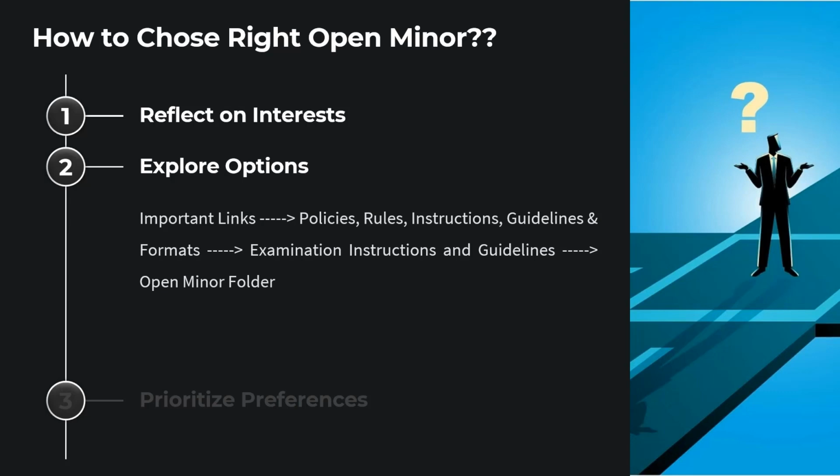Now, for exploring the options, what you need to do is click on the important links that are provided to you in the student dashboard on the UMS page. Over there, you should click on policies, rules, instructions, guidelines and format. Then choose the option examination instructions and guidelines. And finally, you will have the open minor folder in front of you.